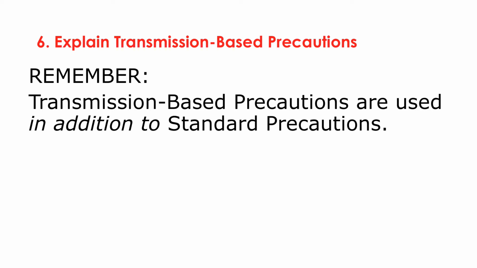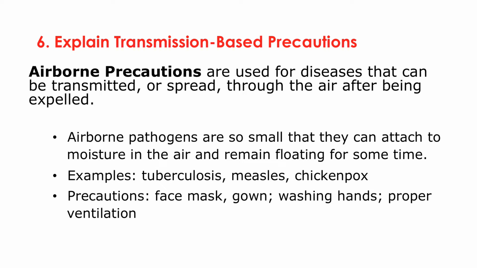Remember that, okay? So airborne precautions are used for disease that can be transmitted, spread through the air after being expelled. Airborne pathogens are so small that they can actually attach to moisture in the air and remain floating for some time. Some examples are tuberculosis, measles, chicken pox, okay? So precautions would be face mask, a gown, washing hands, and of course proper ventilation, especially for tuberculosis.